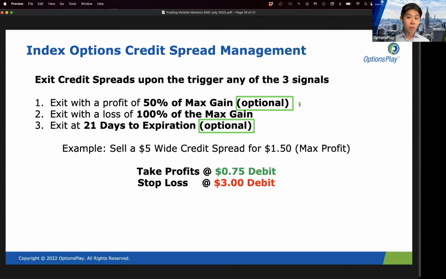But with a cash settled index option, you don't have to worry about that. So the take profit part is optional. Let it run to potentially expiration and take 100% of the max gain.